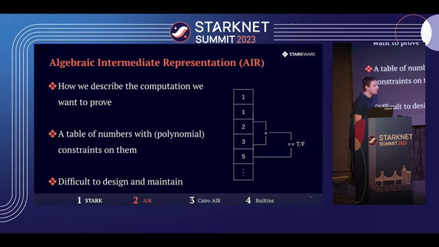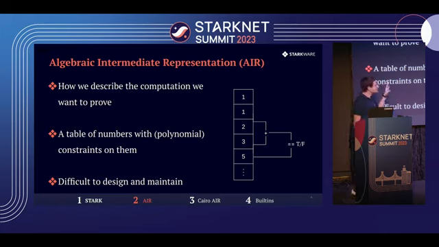Okay, next concept is called AIR. AIR stands for Algebraic Intermediate Representation, and this is the way we describe the computation we want to prove when we use the STARK protocol. And AIR is basically a table of numbers with some polynomial constraints on them. You can see in this slide an example of an AIR for the Fibonacci case. And the constraint here is that the sum of every two consecutive cells is the value of the next cell.